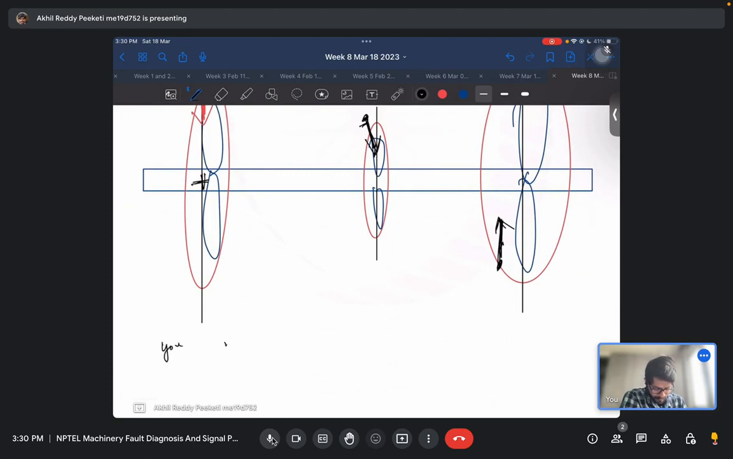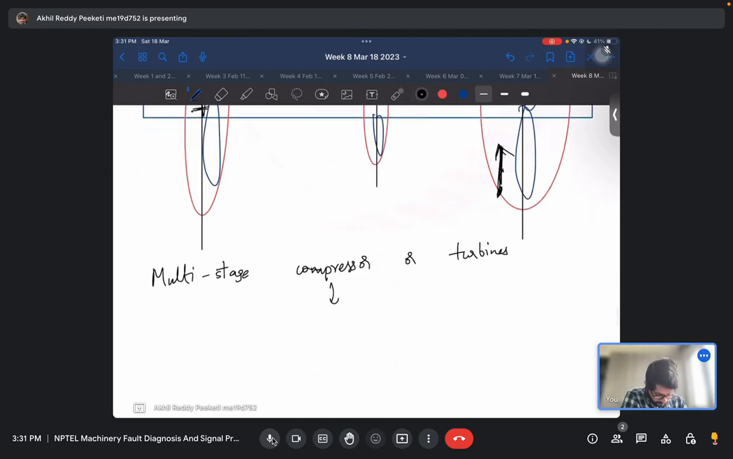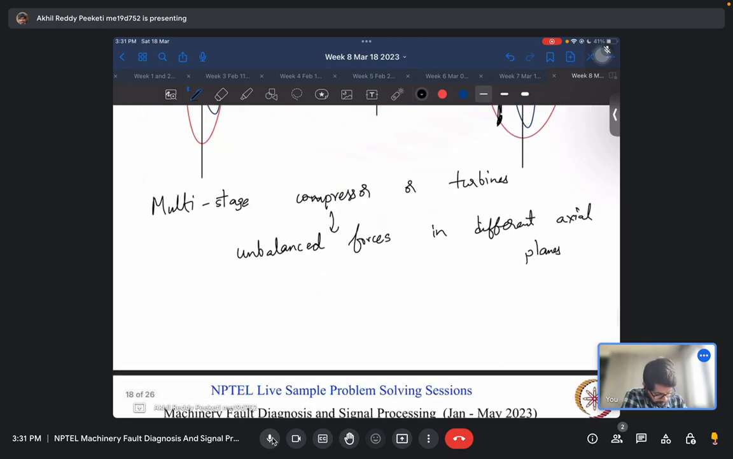So multi-stage compressors or turbines actually have unbalanced forces in different axial planes, which lead to resultant unbalanced forces and couples.